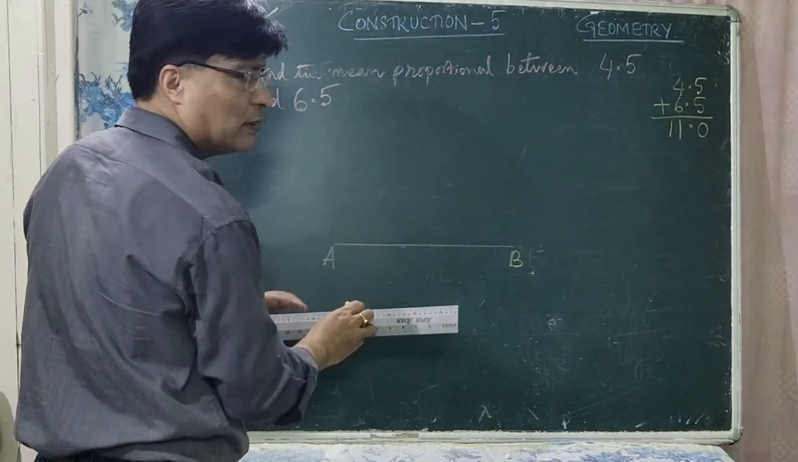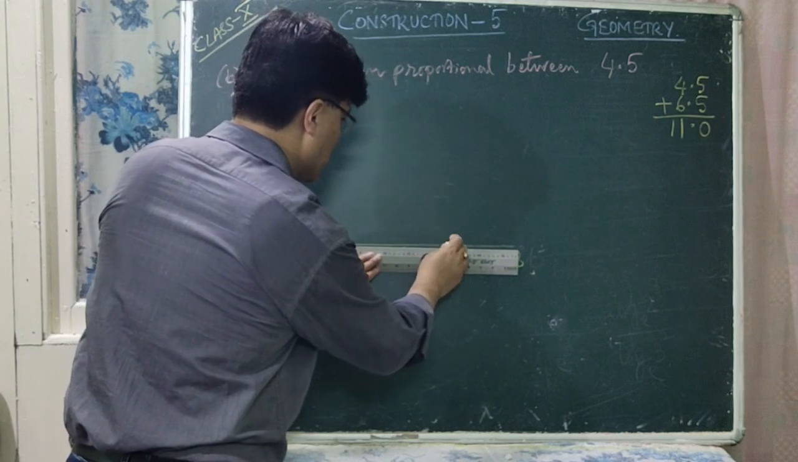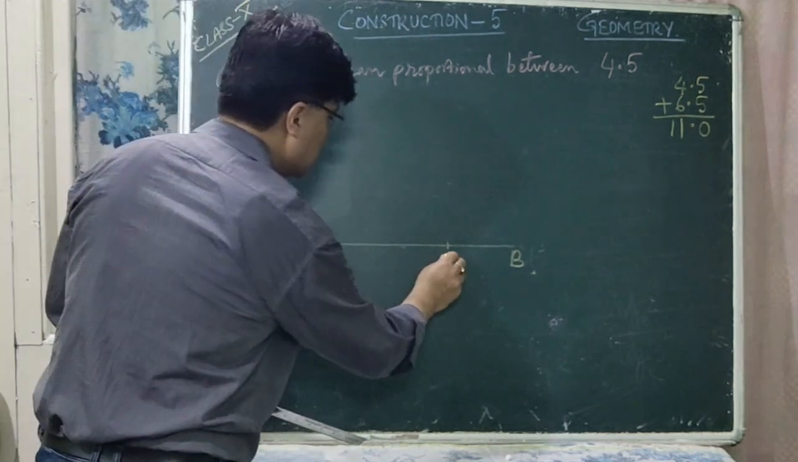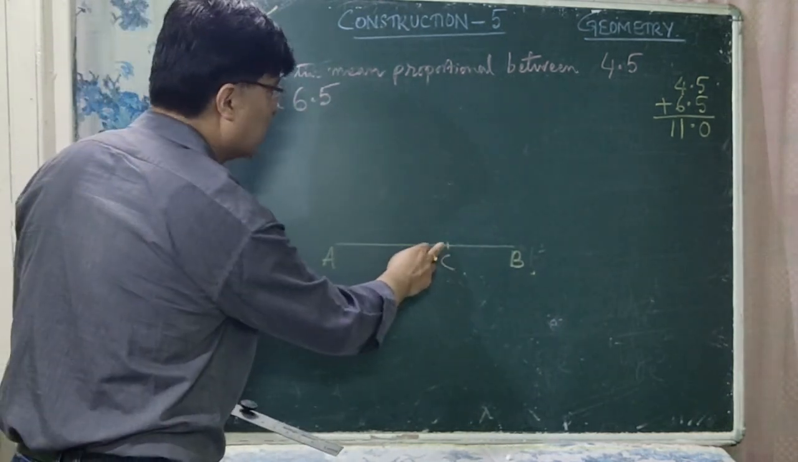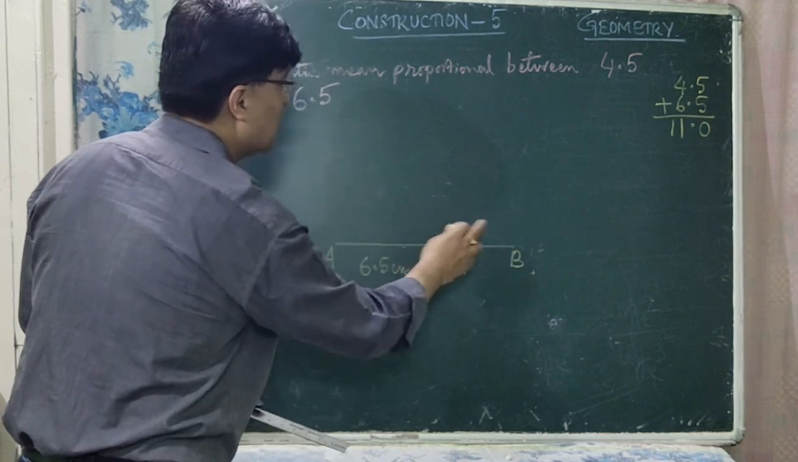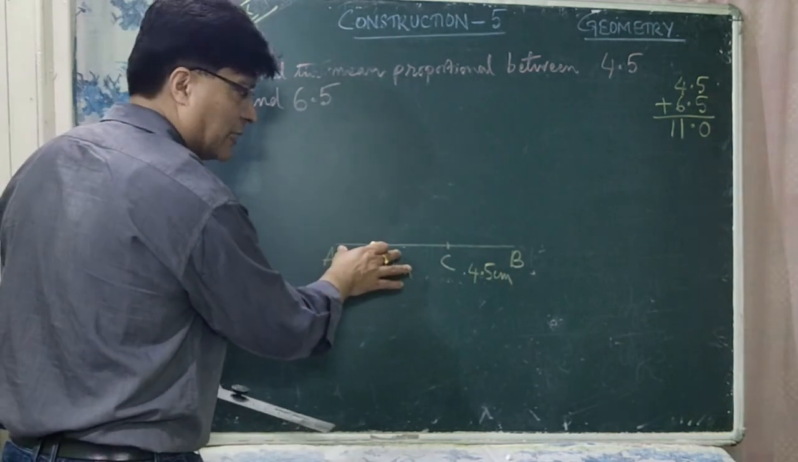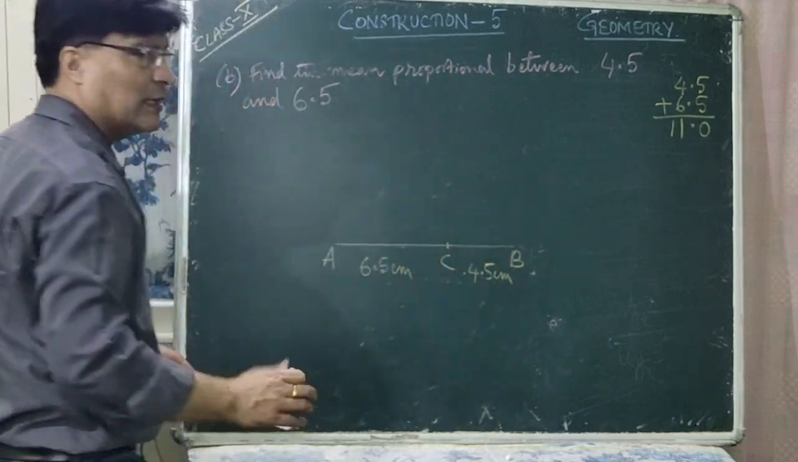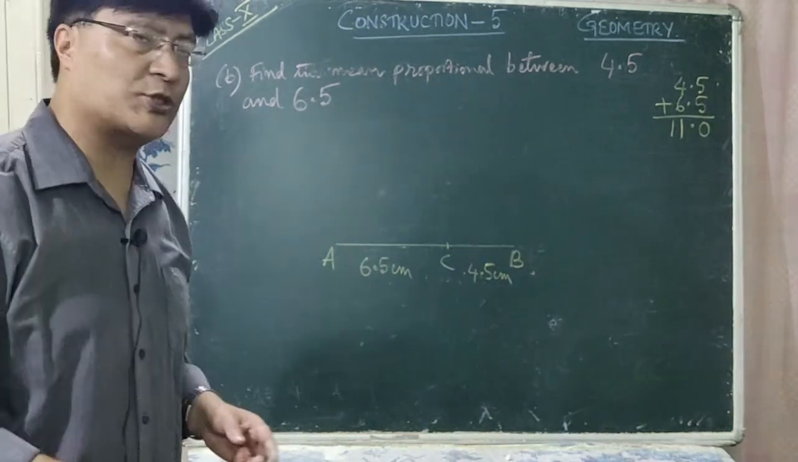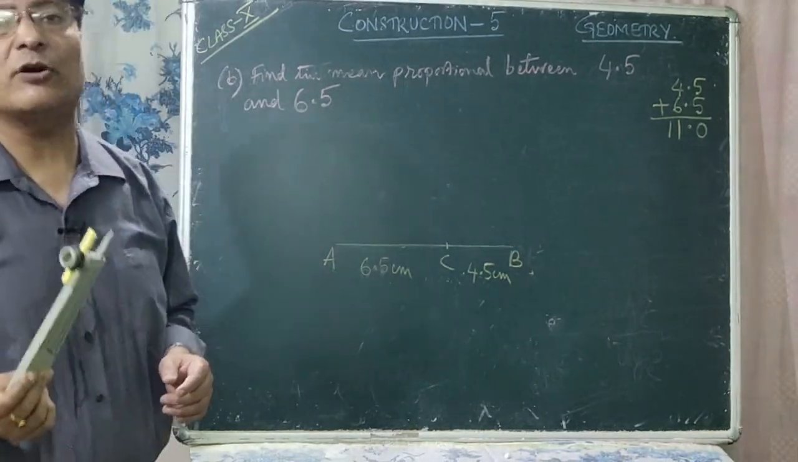So this is of 11, but one is 6.5 and the other one is 4.5, right? So 6.5 is this one. Suppose this point is C and AC is of length 6.5 centimeter and CB is of length 4.5 centimeter, or you may take here the length 4.5 and here the length 6.5 centimeter. Similarly as in the previous construction, you have to draw the semicircle with AB as the diameter.